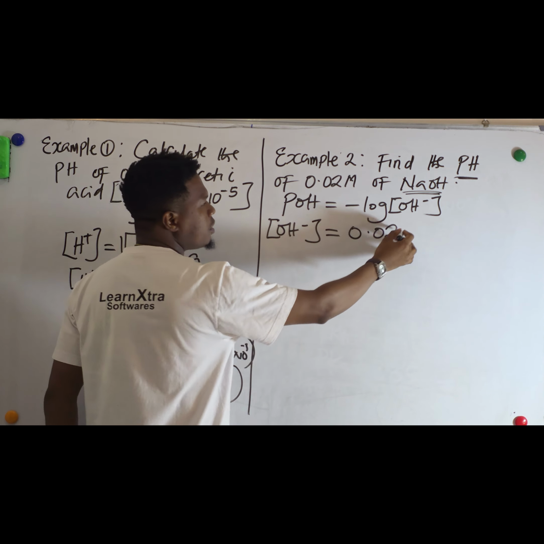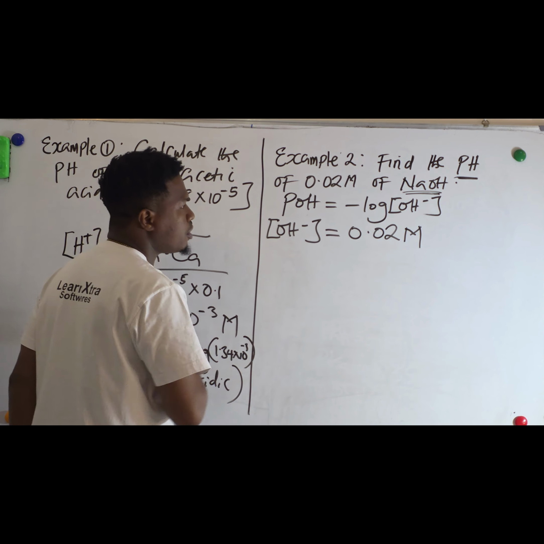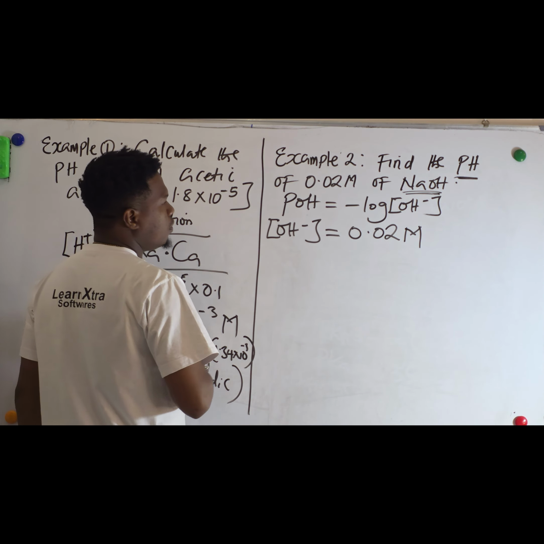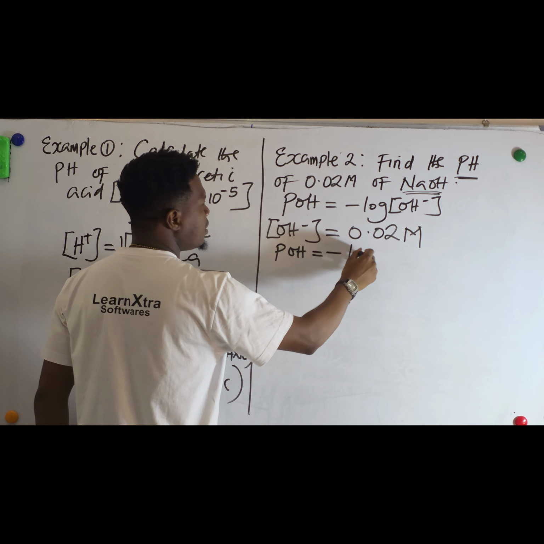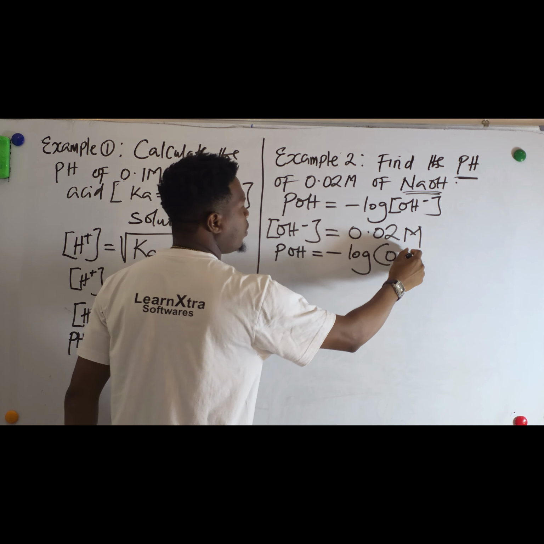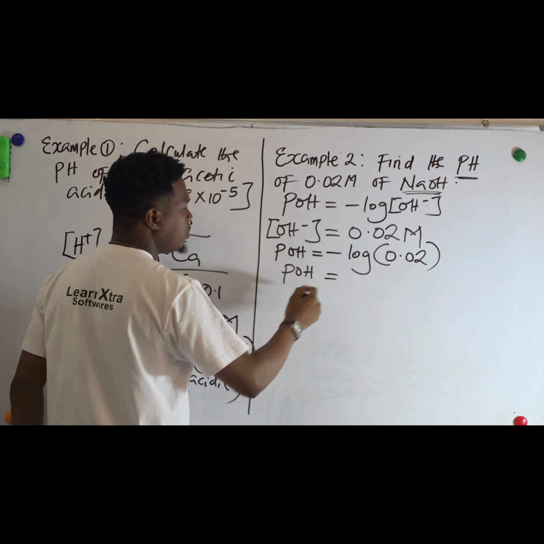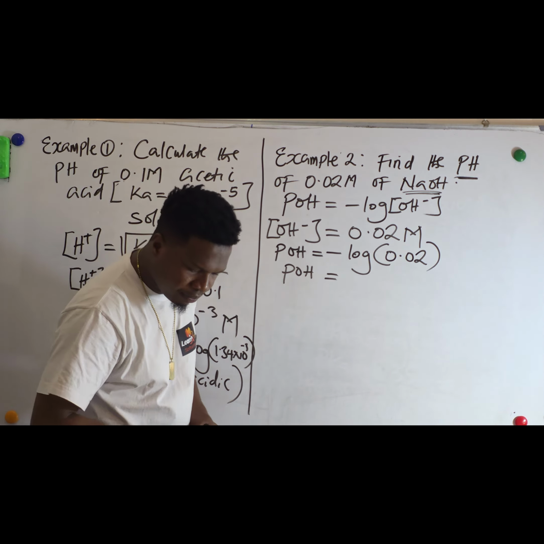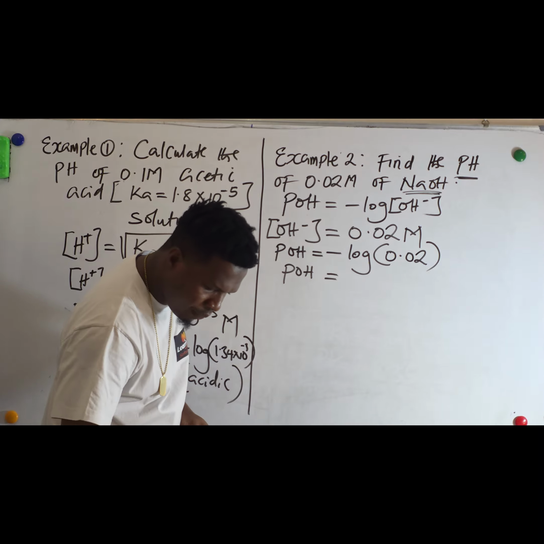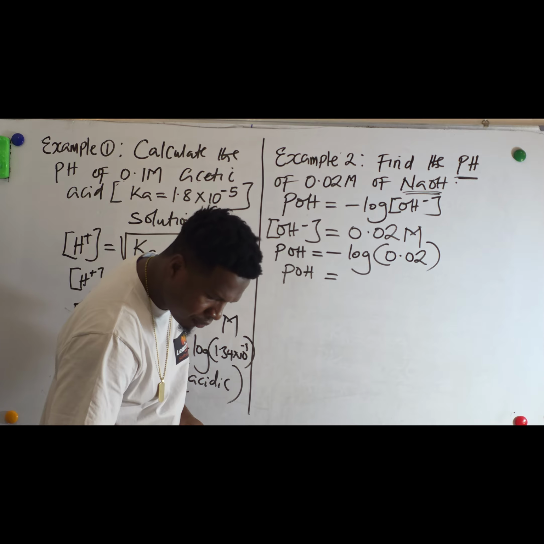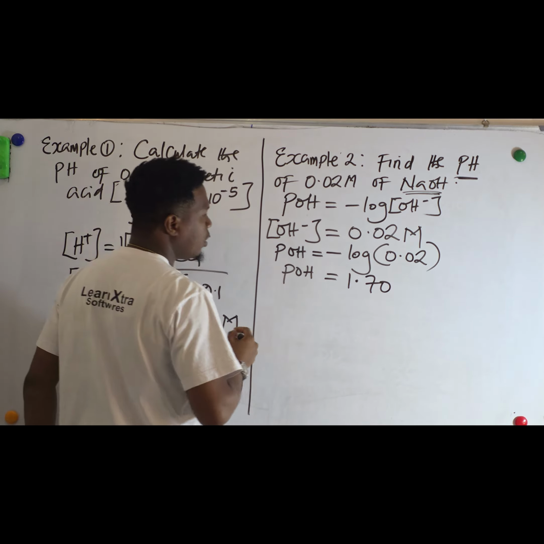Why is it 0.02? Because there is just 1 mole of this in this solution, so it's going to just be 0.02. So we now simply say pOH is equal to negative log of this value, 0.02. When you punch in the negative log of that value, you're going to have the value to be 1.70. But this is not the answer.